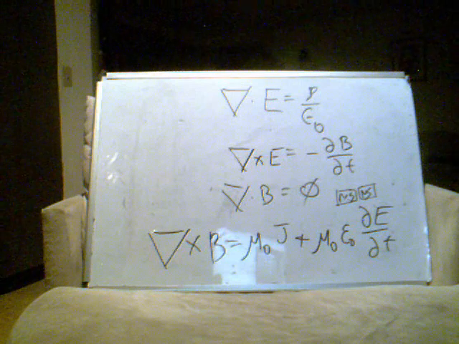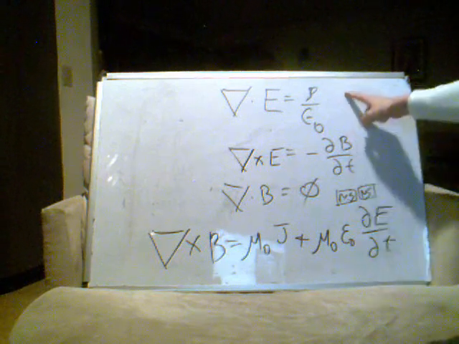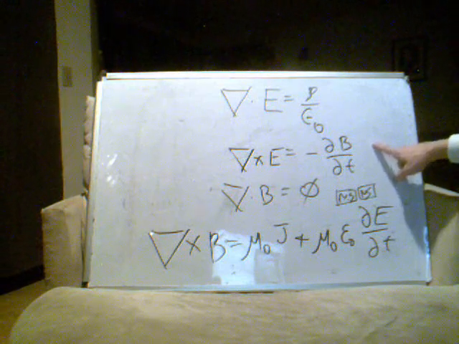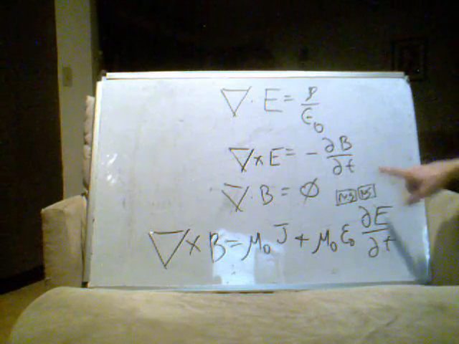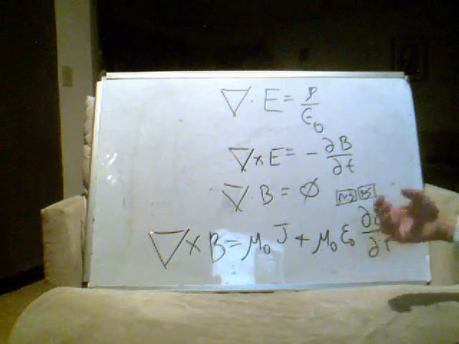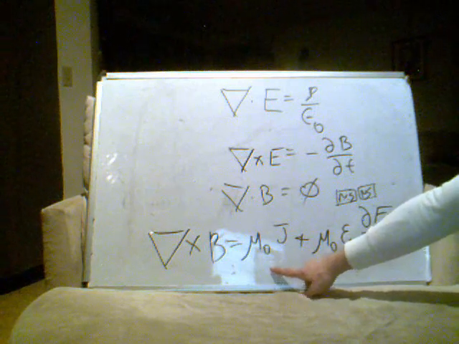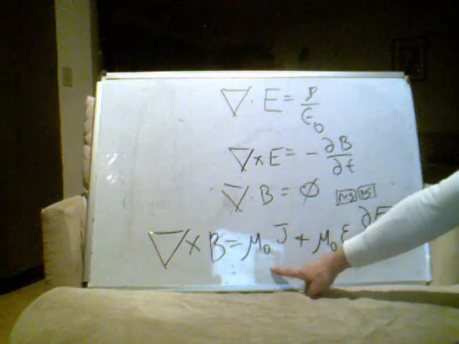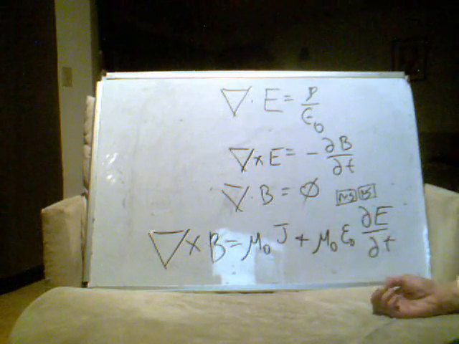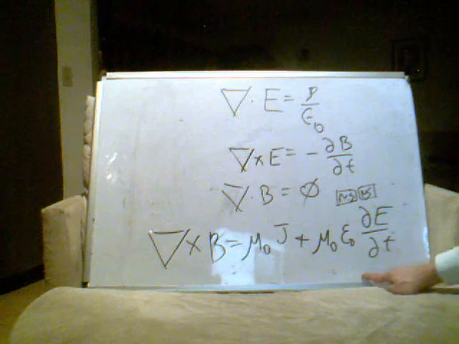So, the sources of electric fields are charges and changing magnetic fields. And the source of magnetic fields is currents, like in a magnet, the eddy currents or the circular currents, the domain currents, whatever you want to call them, and changing electric fields.